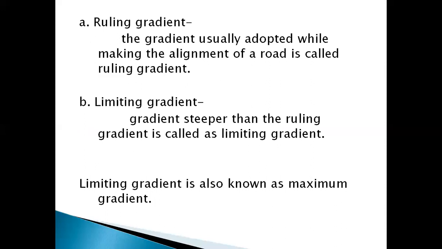First type is ruling gradient. Now see the definition of ruling gradient. The gradient usually adopted while making the alignment of road is called a ruling gradient. Remember this definition of ruling gradient. What is the ruling gradient? The gradient which is provided at the time of making alignment of road is called a ruling gradient.